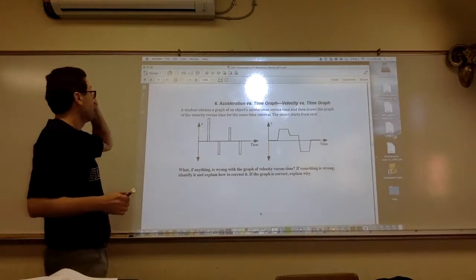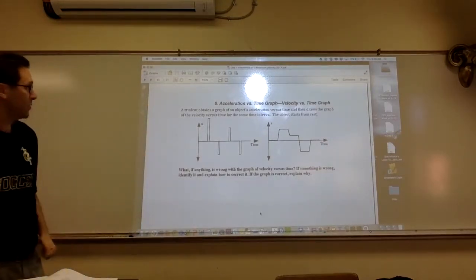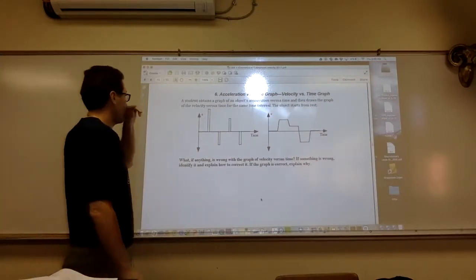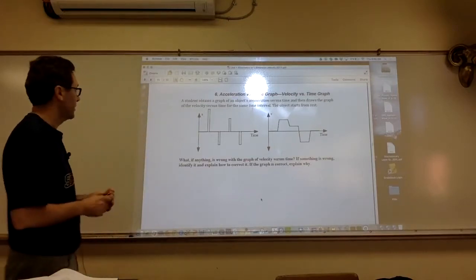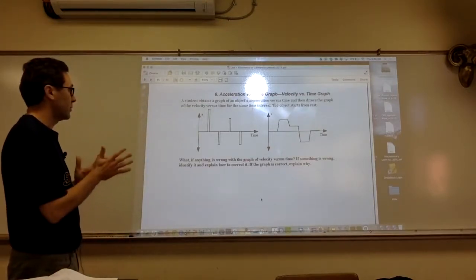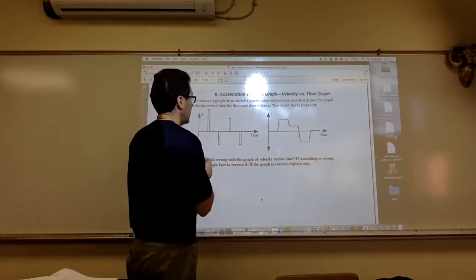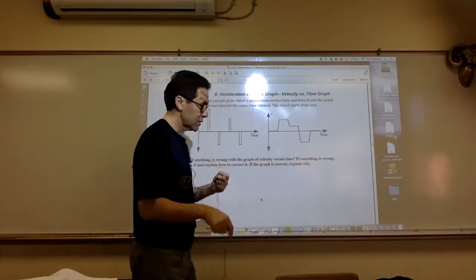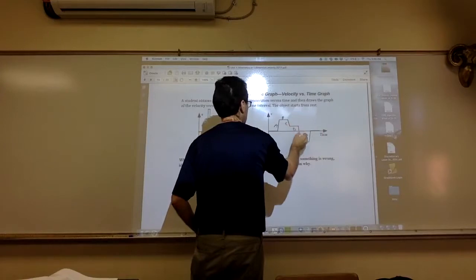All right, we're going to start on page 15, number 6. It's giving you an acceleration time graph, and it's giving you a velocity time graph, and it's asking if there is anything wrong with this, and if there is, let's just identify it, right? Well, I'm going to break this down into sections. So I'm going to break this into A, B, C, D.